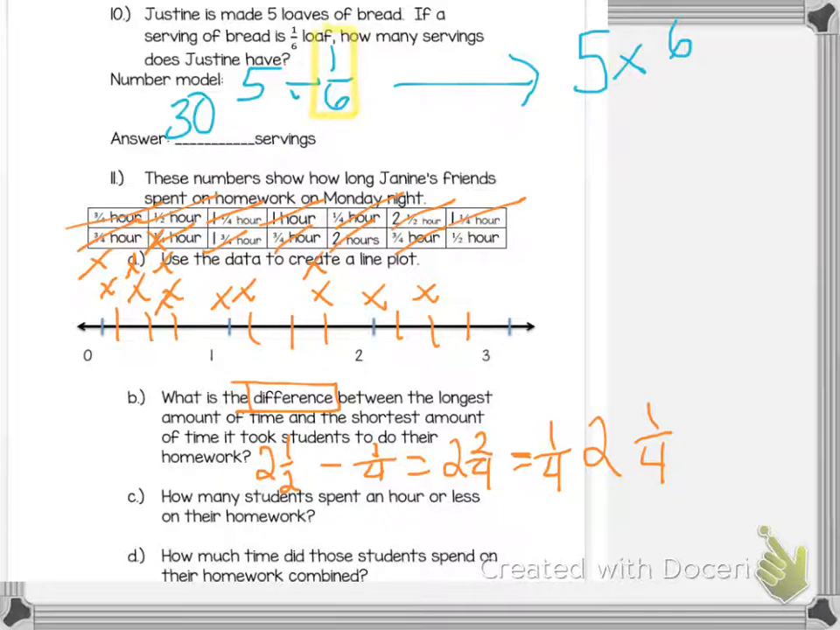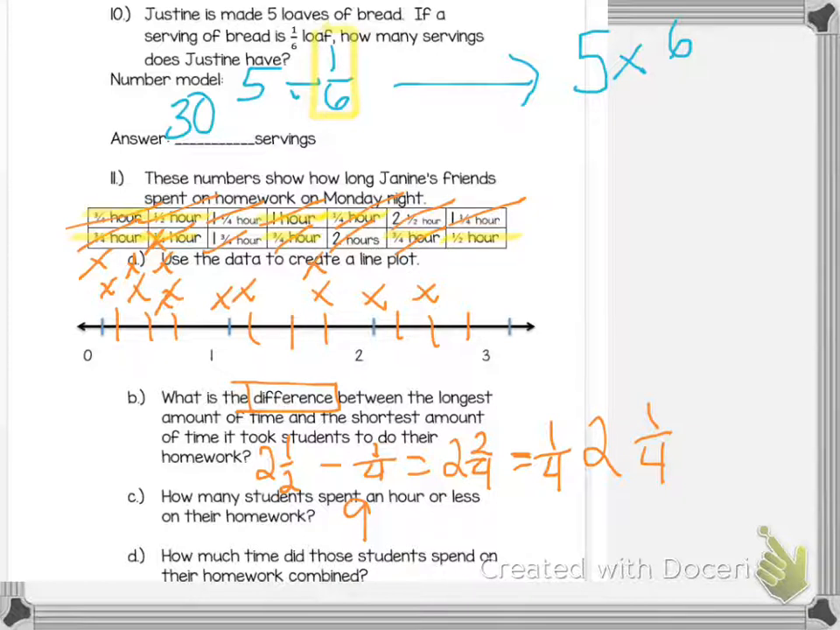It says how many students spent an hour or less. So we're looking over here. So 1 hour, 1, 2, 3, 4, 5, 6, 7, 8, 9. I don't know, should I go back through again? So 1/4 of an hour, 1/2 of an hour, 1 hour, 1/4, 3/4, half an hour. 1, 2, 3, 4, 5, 6, 7, 8, 9.